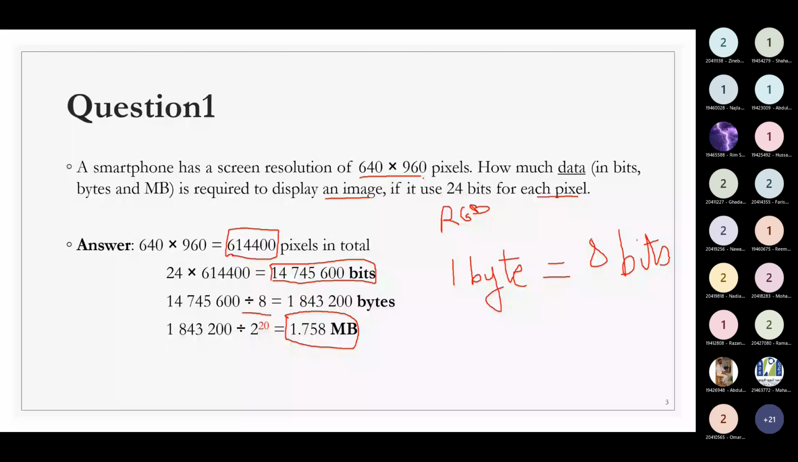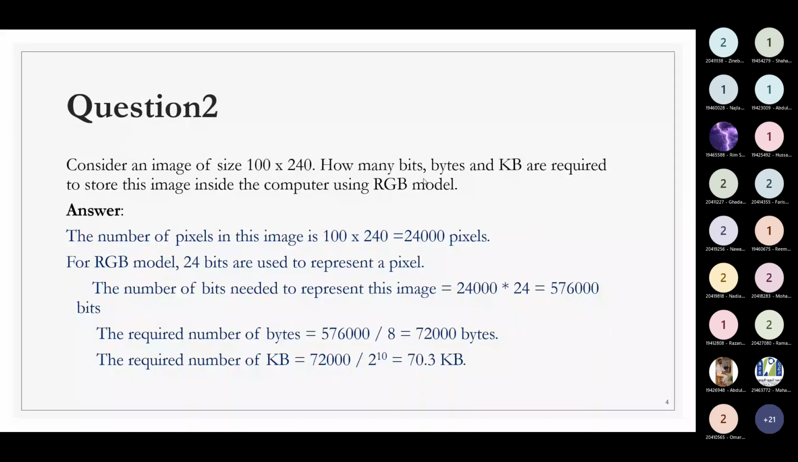Let's move now to question number 2. In question number 2, consider an image of size 100 multiplied by 240. This is the size of this image. How many bits, bytes, and kilobytes are required to store this image inside the computer using the RGB model? So now it will be using RGB.